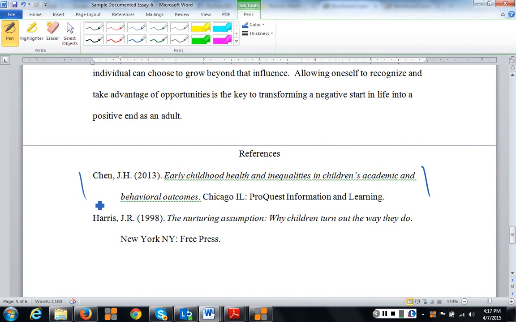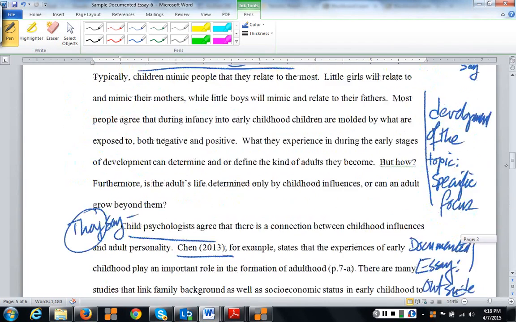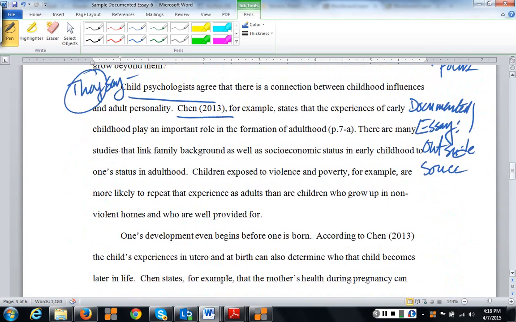Oh, well, he's a guy who wrote something called Early Childhood Health, etc. All right, and it's published in Chicago, Illinois by ProQuest Information and Learning. Looks like a book on early childhood development. Okay, so fine, we've got that. All we need up here is Chen. And then we've got a reference to what Chen says. He states that the experiences of early childhood play an important role in the formation of adulthood. Notice we named the author. That's all we need. Chen states this whole thing here is a signal phrase.